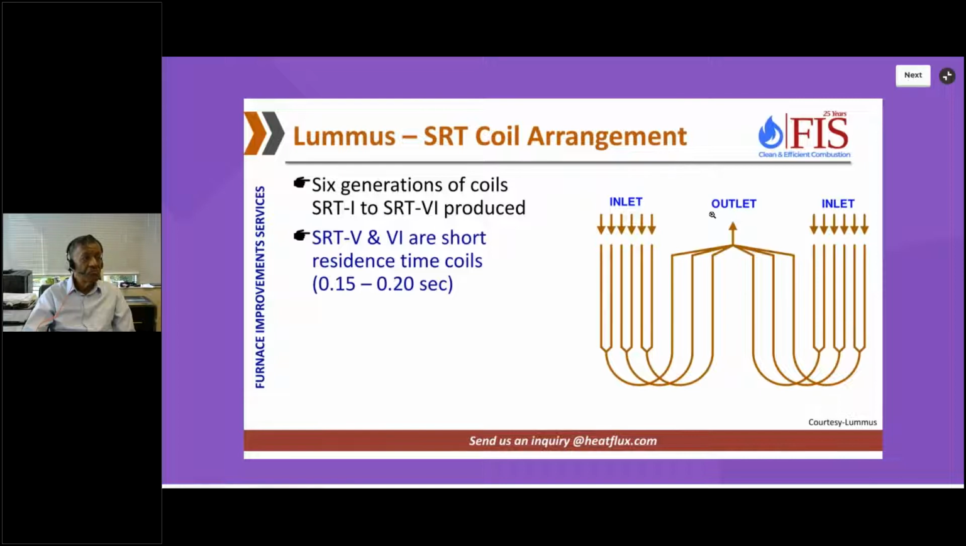This is a design of an SRT5 and SRT6, and you can see over here the same concept: smaller tubes, and then larger tubes towards the outlet. That's basically the SRT coil. We are able to have a residence time anywhere between 0.15 to 0.2 seconds.